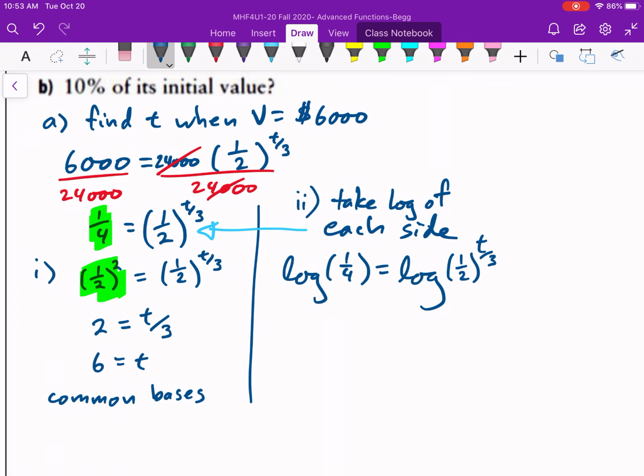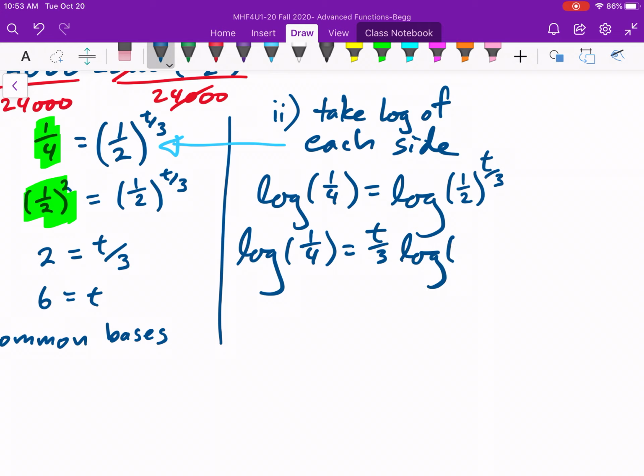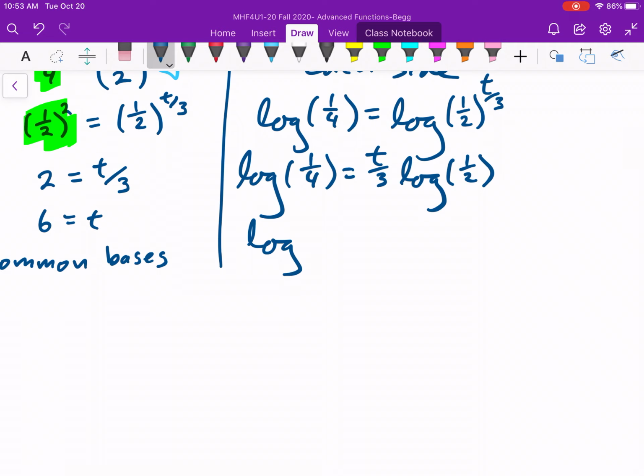And then I can isolate t by just reworking this using our laws of logarithms. I could bring the t over 3 down as a multiplication. So we know we can rewrite log 1/2 to the t over 3 as t over 3 times log 1/2. And then I could divide both sides by log 1/2. So if I divide both sides by log 1/2, I would have log 1/4 divided by log 1/2 on the left.